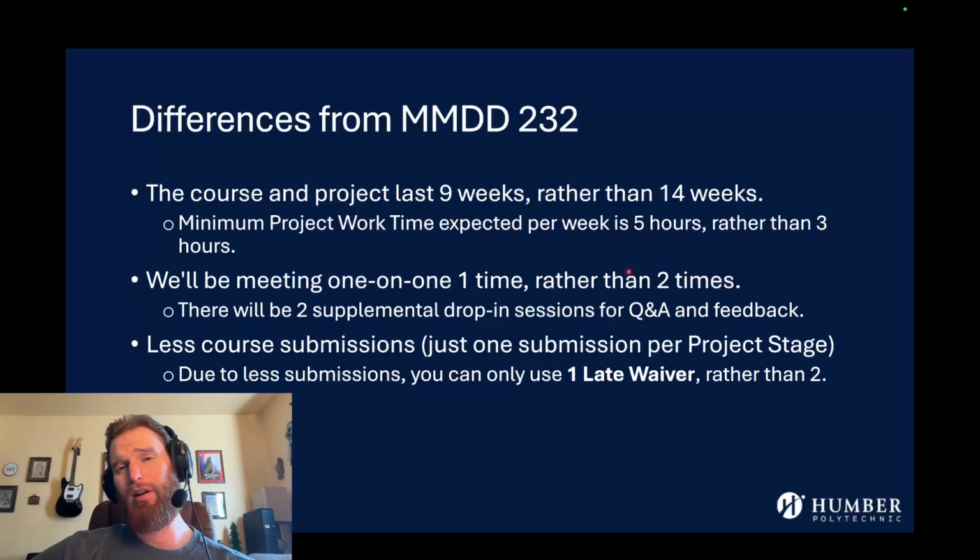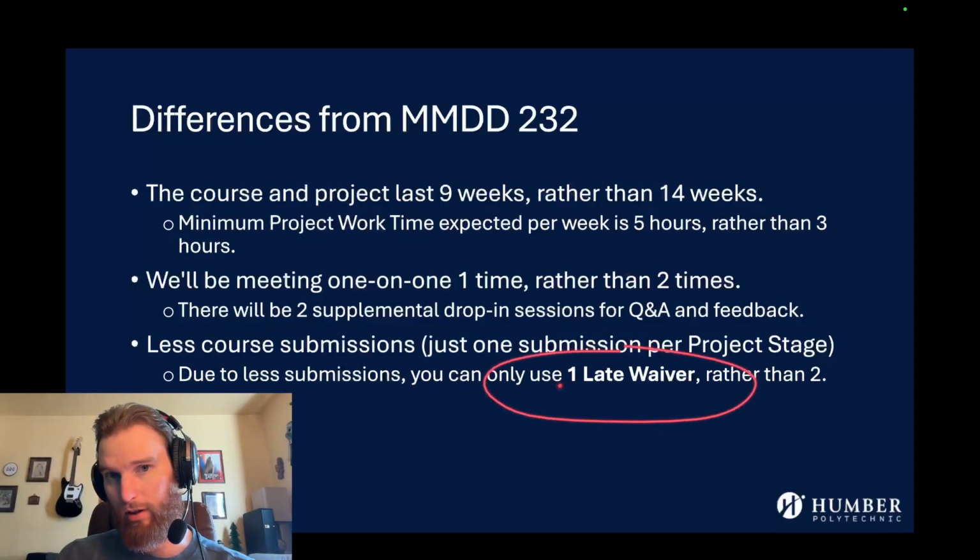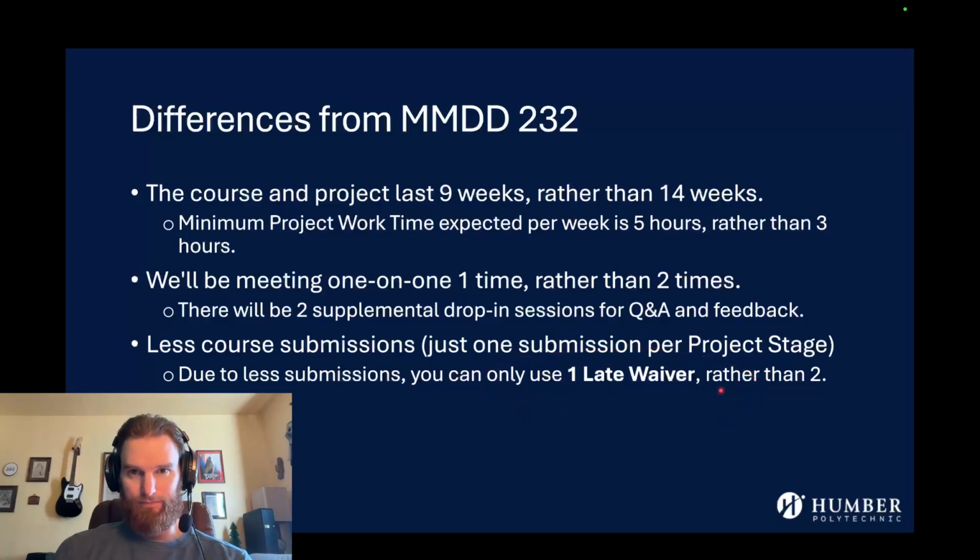However, since there are so many fewer submissions, right? That's only 4 submissions. You can only use 1 late waiver this term, because otherwise, if you're using 2, that becomes half the submissions in the class being late, right? So you have the opportunity, or the strategic possibility, of using 1 late waiver this semester, and that's also meant to, of course, ensure that you're on time with your project work and your project development, and you don't fall behind, especially in this semester that's going to move more quickly.